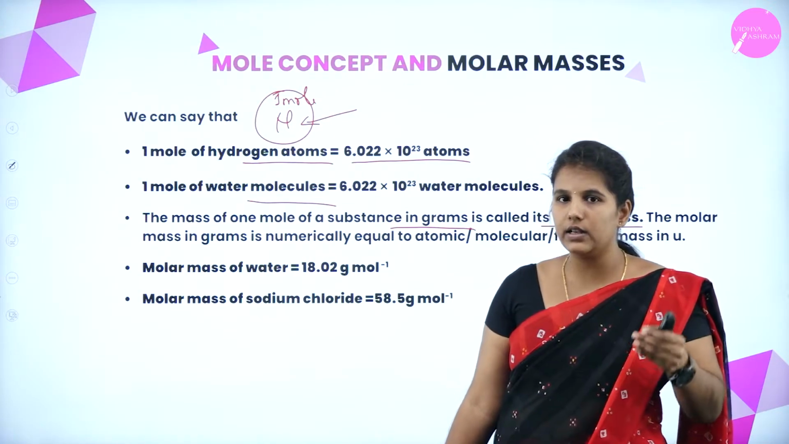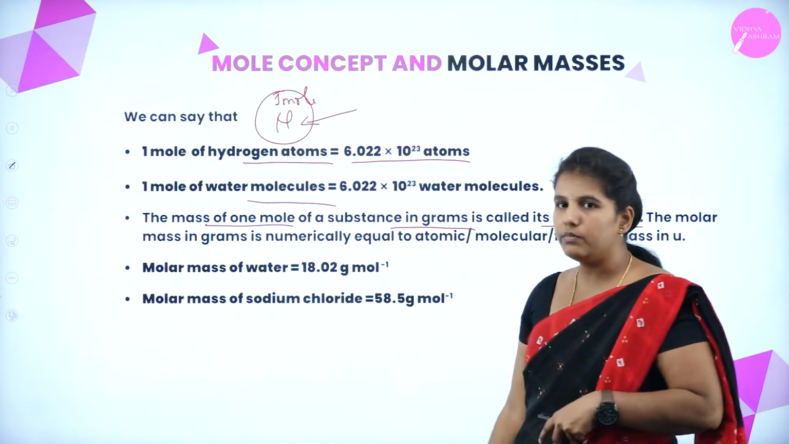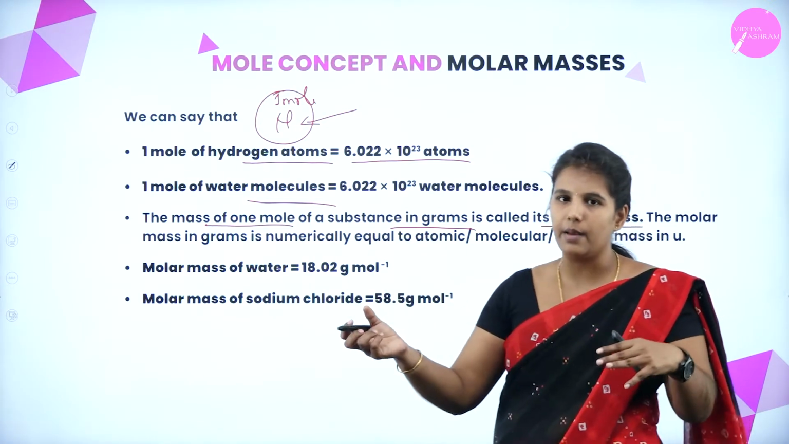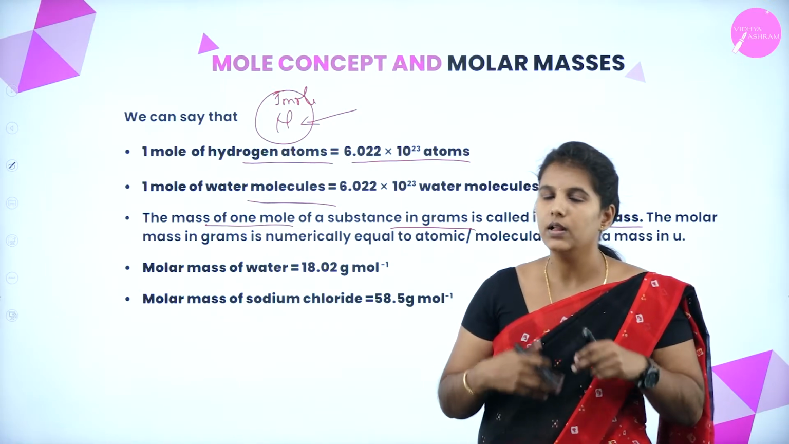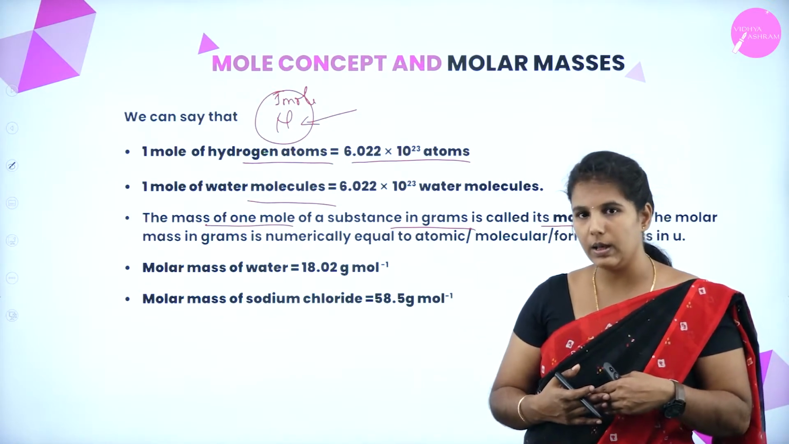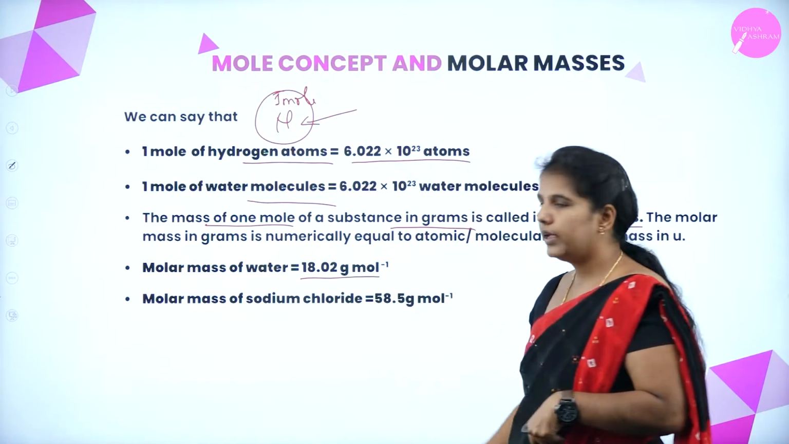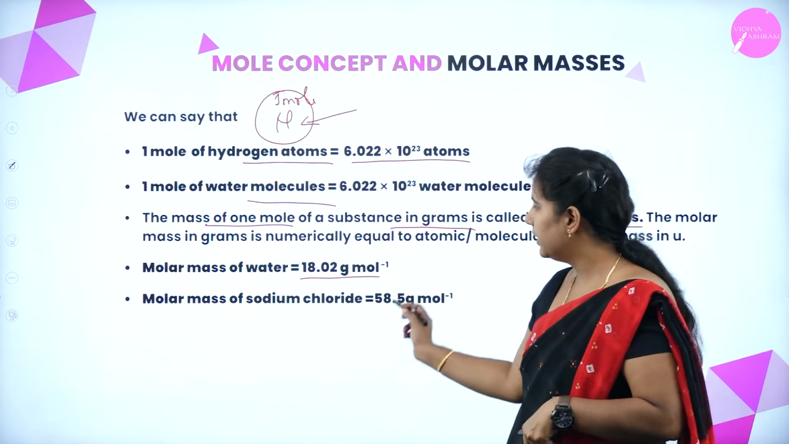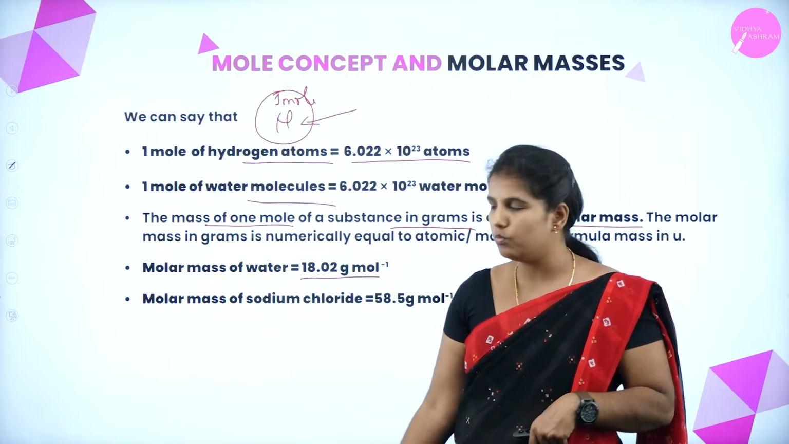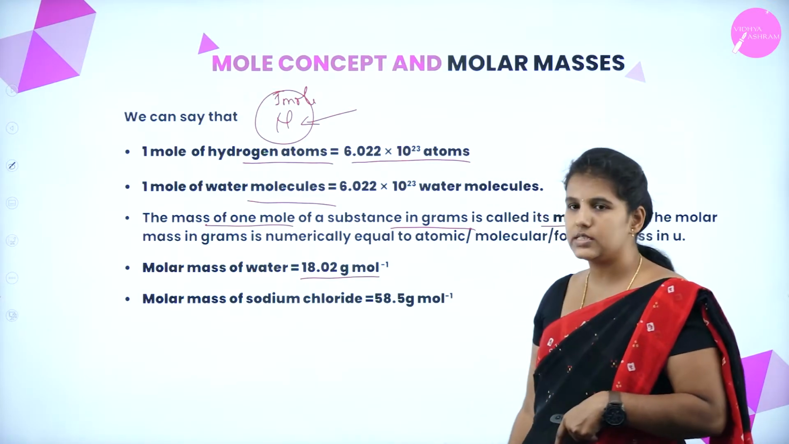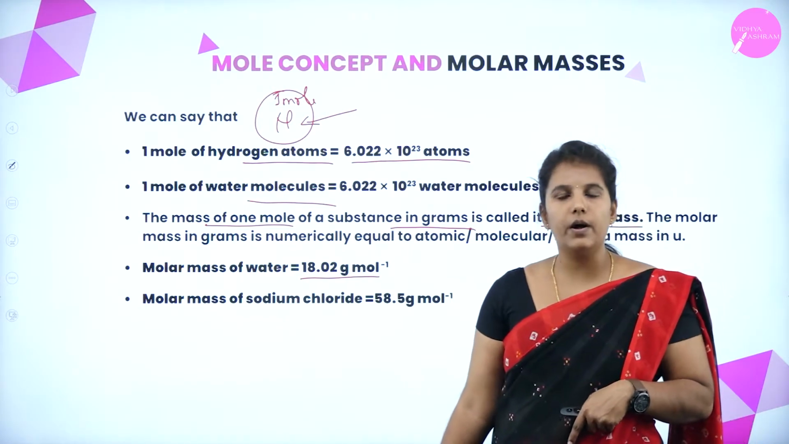So how to calculate the molar mass? It is nothing but the mass of 1 mole of a substance in grams. So the mass of 1 mole of a substance in grams is said to be molar mass. The molar mass of water is 18.02 gram per mole. Another example, sodium chloride is 58.5 gram per mole.